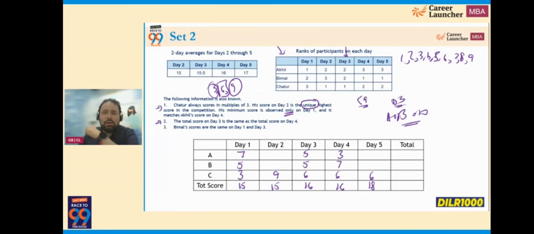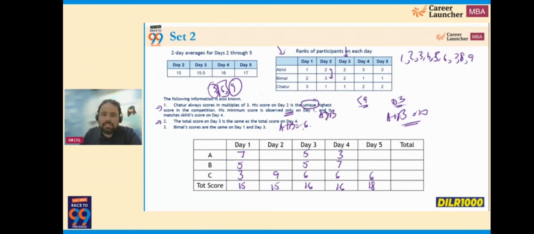Now day 2 and day 5 let's have a look at. Yeah, day 2 में 15 total and 9 Chatur को मिला. That means A plus B is equal to 6. That much I know. Also look at this. Rank of these two people is different. Akhil is more than Bimal.